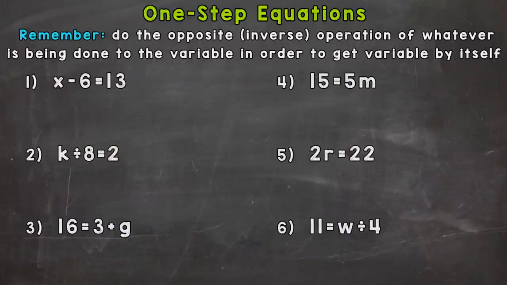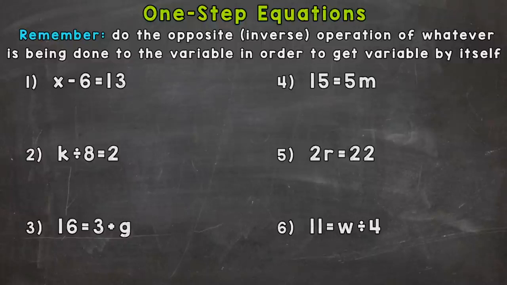In this video, we're going to discuss how to solve one-step equations. And as you can see, there are 6 problems on your screen that we're going to go through in order to get this down. Now up top, I have a hint we need to remember as we go through these problems. So we're going to do the opposite or inverse operation of whatever is being done to the variable in order to get the variable by itself.